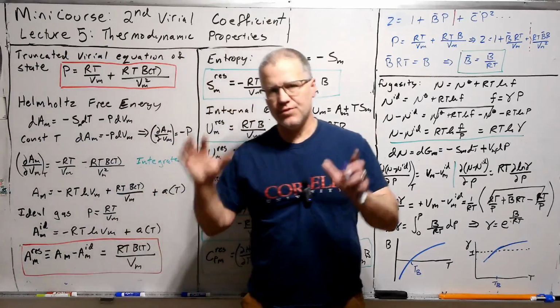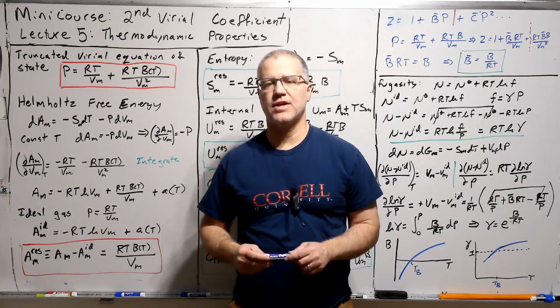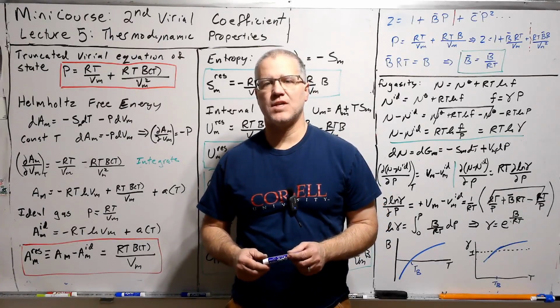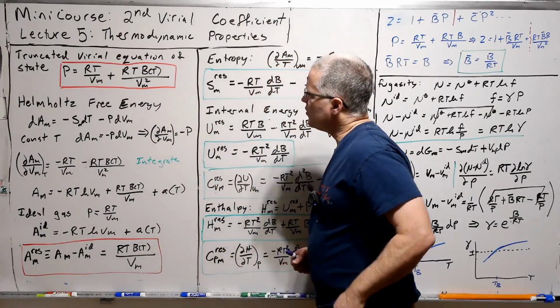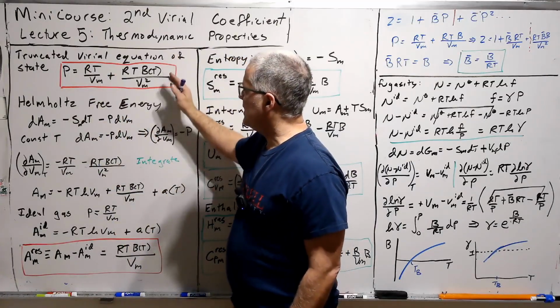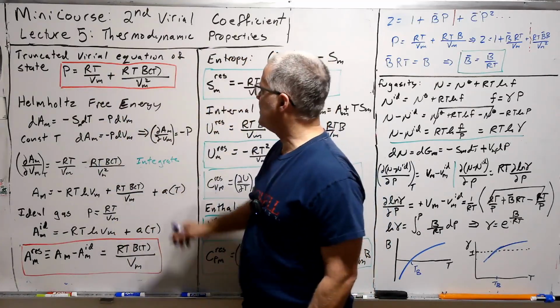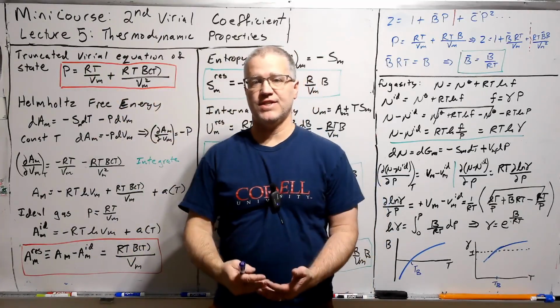Okay, now that we've worked through the second virial coefficient in a very rigorous way, and then looked at various common potentials, let's connect to thermodynamics. What we're going to do is take the virial series, truncate it at the second virial coefficient, and use that as our equation of state.